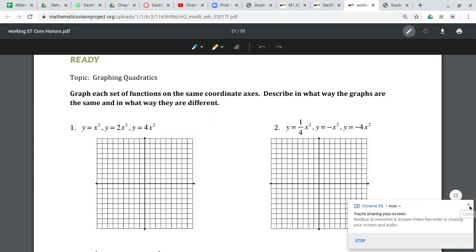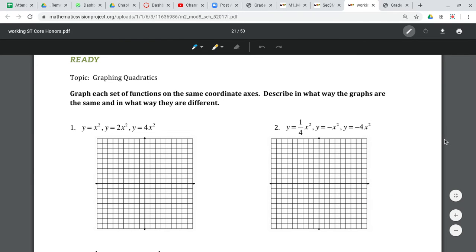Hey guys, welcome back. So we are looking at 8.4 today. You do have 3 lessons this week, which means you also have 3 video keywords. So we're going to go ahead and jump right into 8.4.